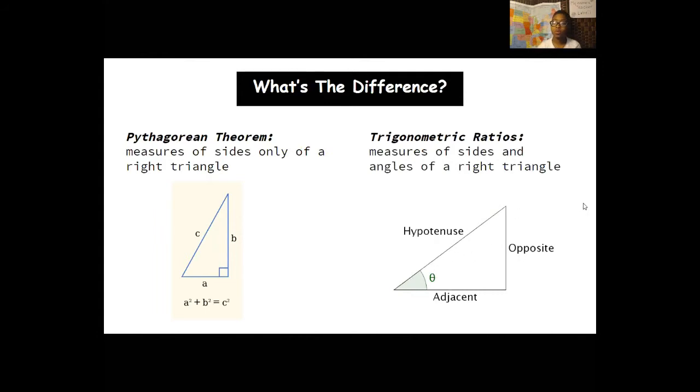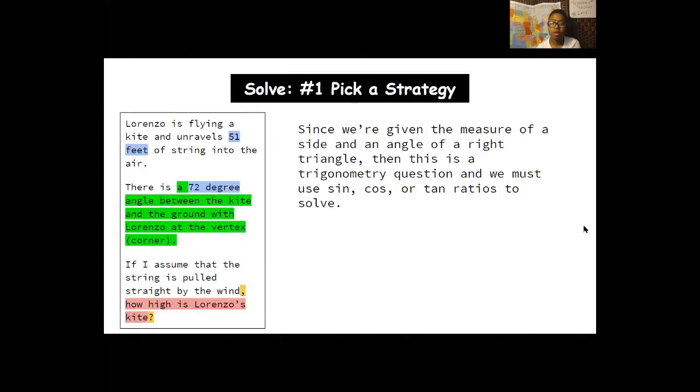Okay, so which one are we going to use today? Well, since we are given the measure of a side and an angle of a right triangle, this is a trigonometry question, and we must use sine, cosine, or tangent ratios to solve, okay? So we have an angle, the measurement of the angle, and we have the measurement of the hypotenuse. So we're going to be using one of these trig functions. Now we need to figure out which one.